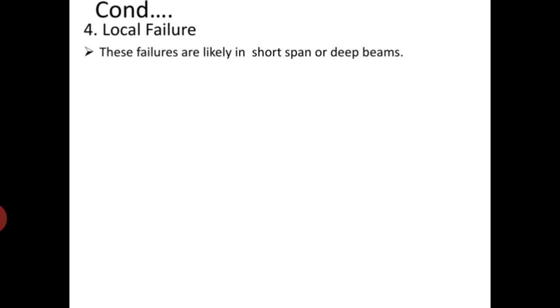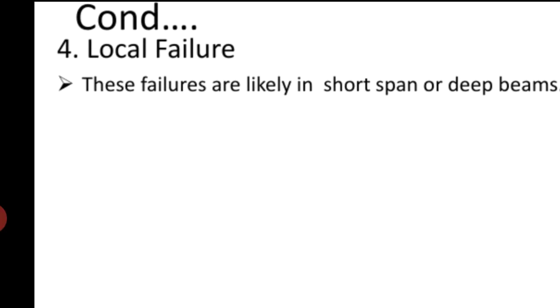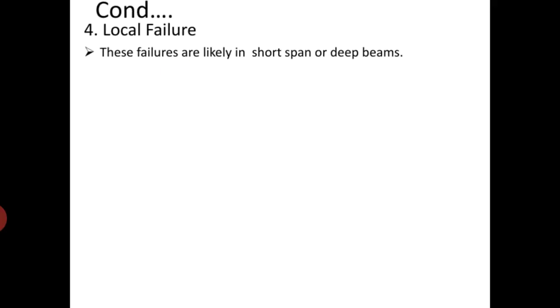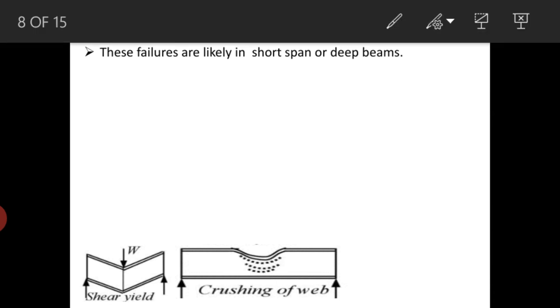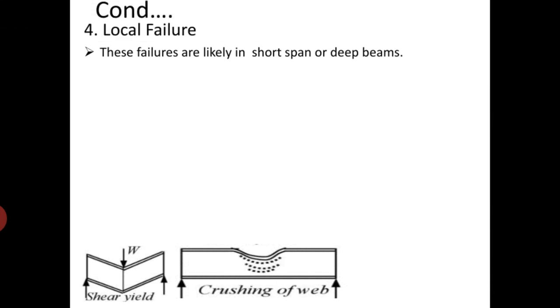The next failure is the local failure. These failures are likely in short span or deep beams. Like this, shear yielding of a beam may take place, or crushing of the web may take place, or buckling of thin flanges may take place. These types of failures we call local failures.